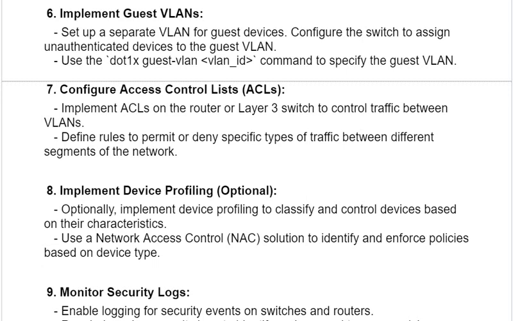Seventh solution, configure access control lists, ACLs. Implement ACLs on the router or layer 3 switch to control traffic between VLANs. Define rules to permit or deny specific types of traffic between different segments of the network.